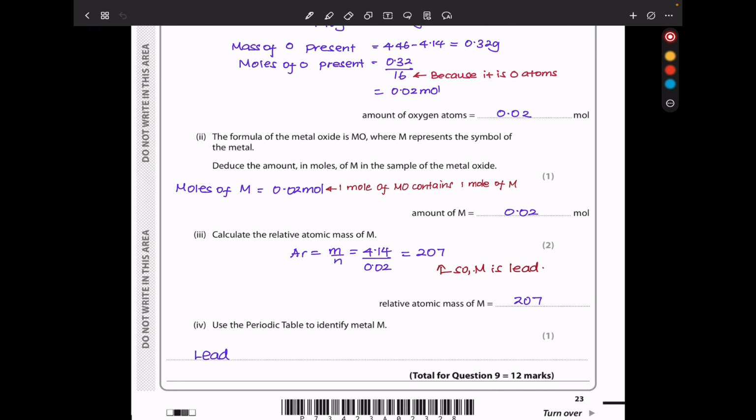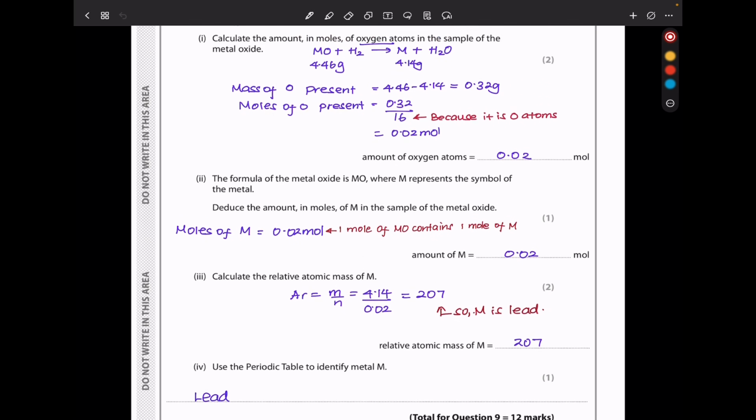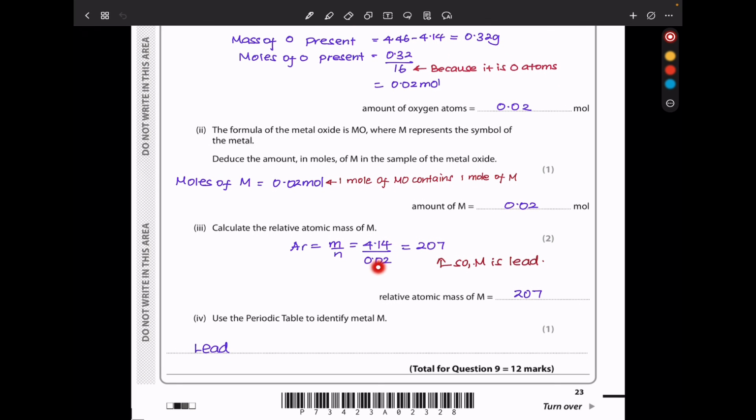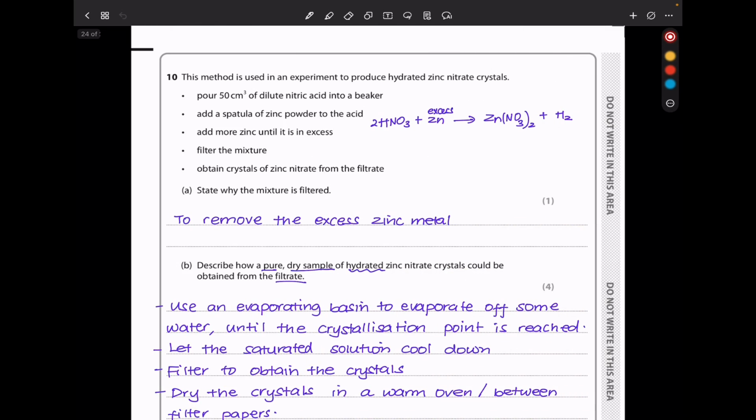And next they say calculate the relative atomic mass of M. The relative atomic mass is going to equal mass divided by the number of moles. Remember the mass of the metal is 4.14 grams. So 4.14 divided by 0.02 gave us 207. That is the relative atomic mass. And then they say use the periodic table to identify the metal. This is going to be lead. Its atomic mass is 207. So this brings us to the end of question 9. Let's continue to question 10.